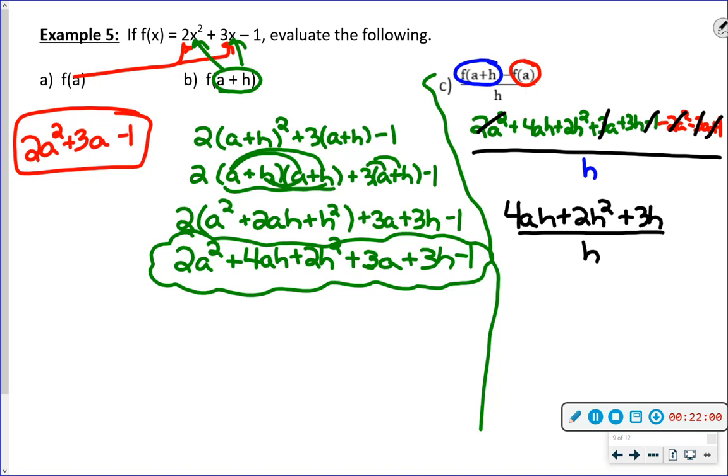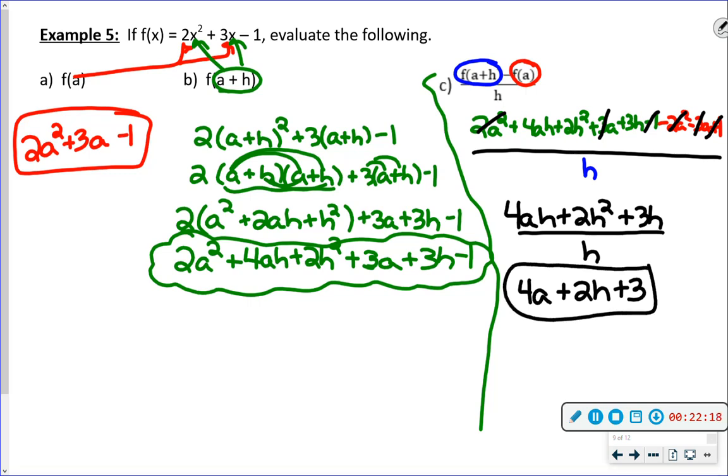What do they all have on them? H. Chop an H out of everything. So if I take the H out, I'm going to take an H out of here, so you're down to a single H. Take the H out of here, you just have 3. And if I take H out of the bottom, I'm over 1. I'm not writing over 1.